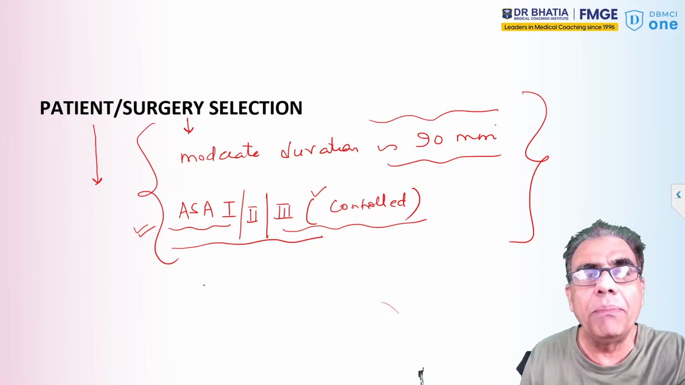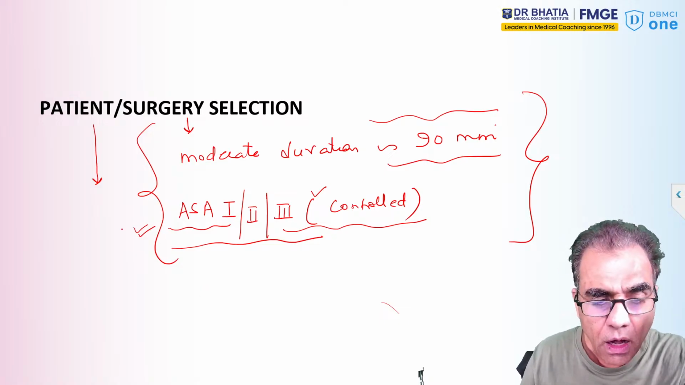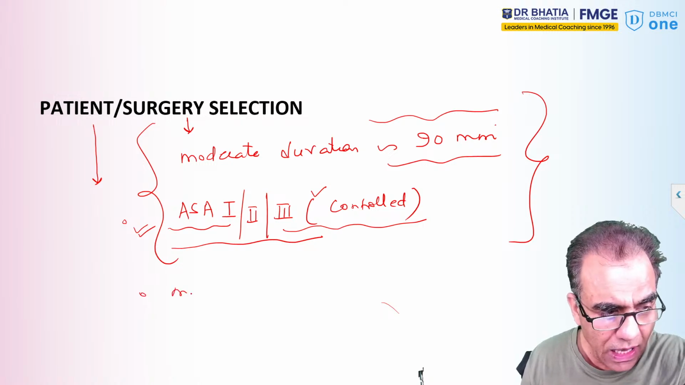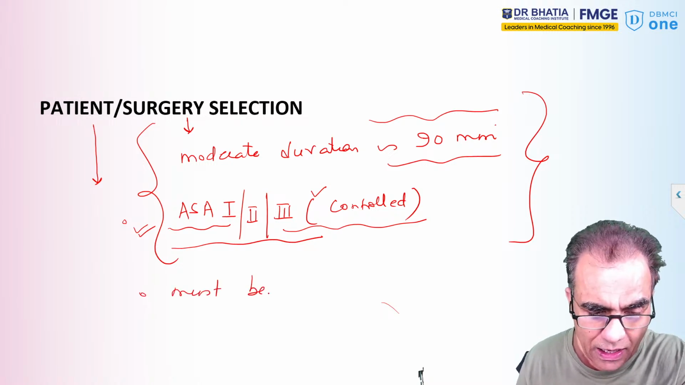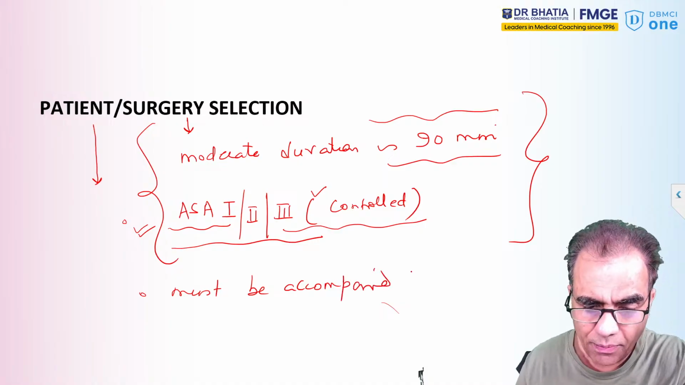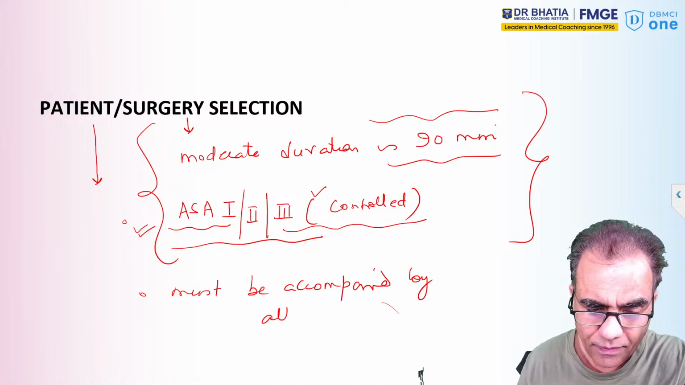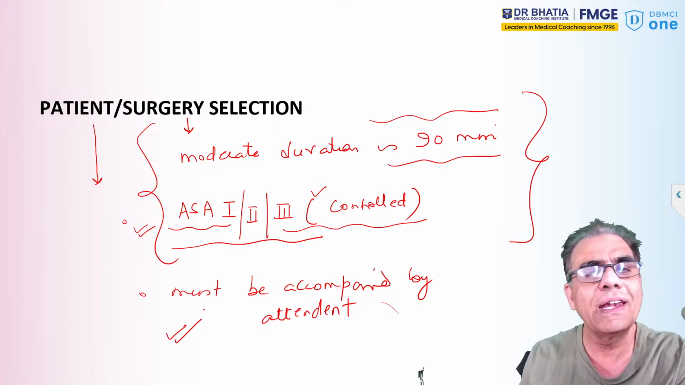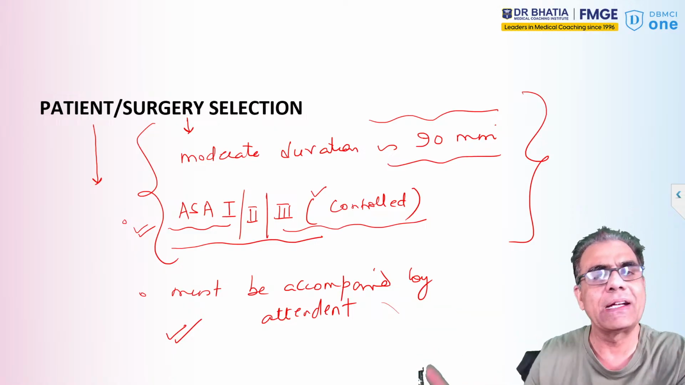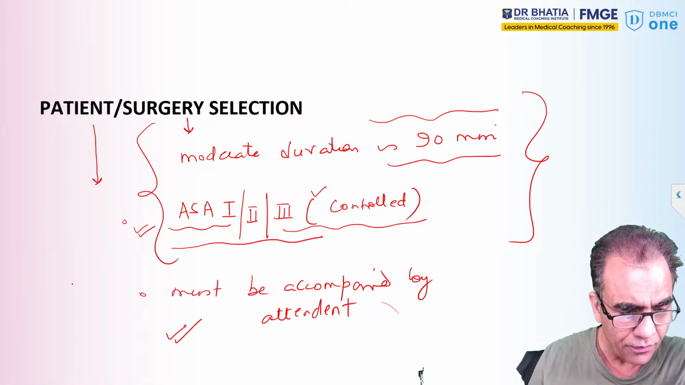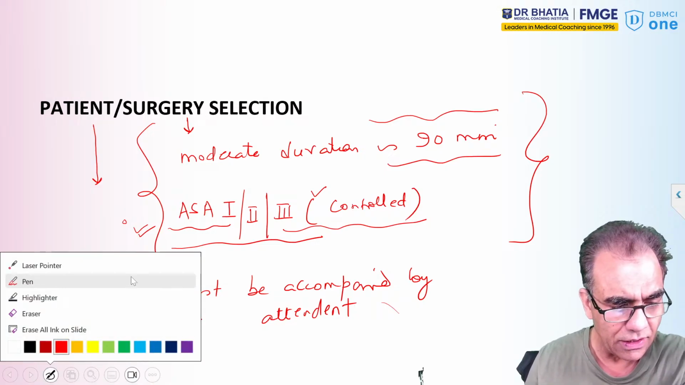And a patient coming alone is again an exclusion. The patient must be accompanied by an attendant. It is a rule from the beginning. The patient must have an attendant, and only then can we consider the patient for daycare surgery. A patient coming alone cannot be considered for daycare surgery.